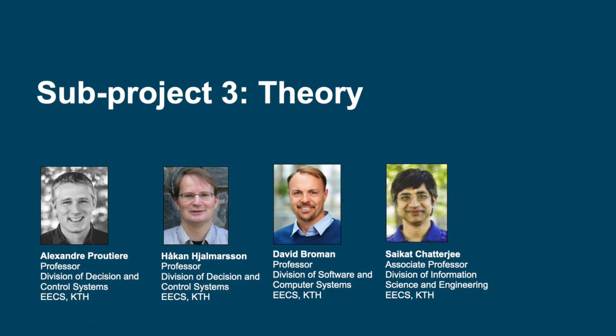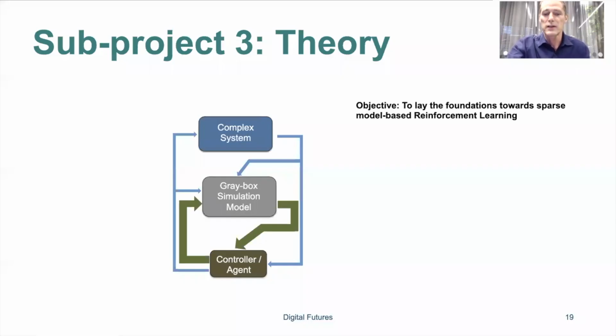So the last sub-project of DLL involves most of the PIs and aims at laying the foundation towards the development of reinforcement learning techniques with limited data. So the generic envisioned system consists of 3 components. The first component is the complex system we wish to control itself. The second component is a simulator or a model of this complex system. And the third component is the controller or the learning agent.